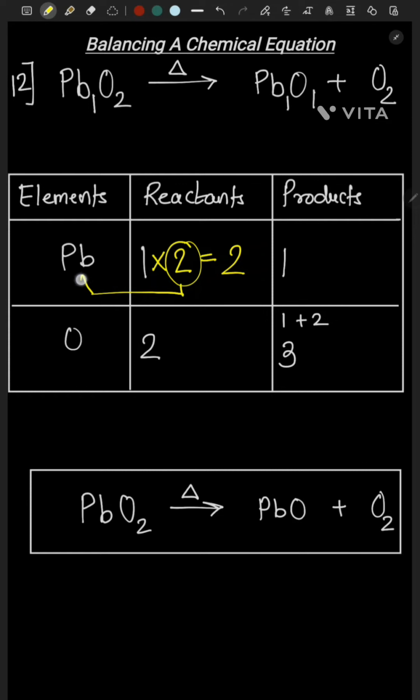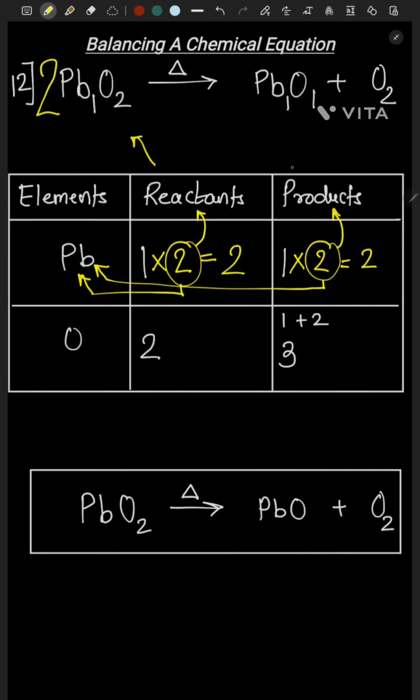So I multiplied 2 to the lead on which side? On the reactant side. But when I go up, do I find lead alone? No. So I'll have to put this 2 here. Similarly, I will also multiply 2 to my product side. So to this lead atom only, I'll multiply 2 to the lead on the product side. But when I go up, do I find lead alone over here? No. Still it is in the combined form, so I'll put 2 there.